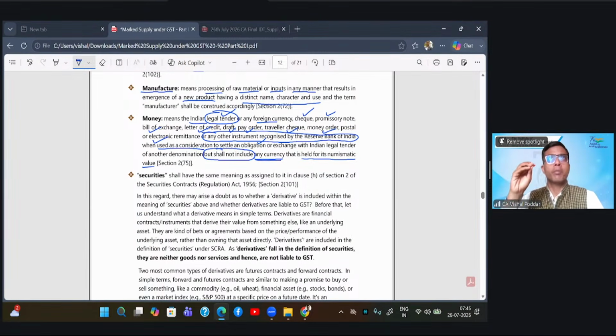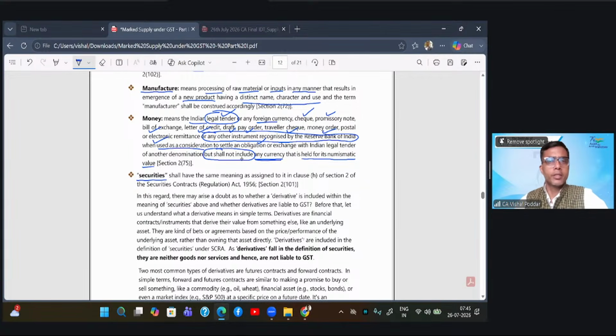Numismatic value is something printed on the note which gives it a different value, which is multifold than the monetary value. Such currency will not be treated as money because now it becomes a tradable commodity because it has that number or some type of date on it which increases its value and it becomes a saleable commodity. So that currency will not be treated as currency, money, it will be treated as goods.